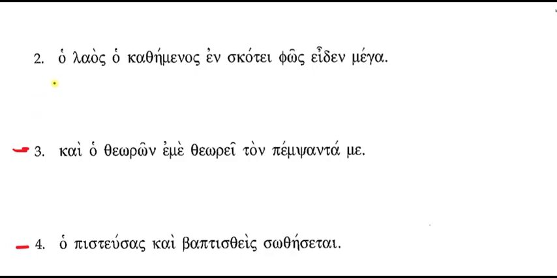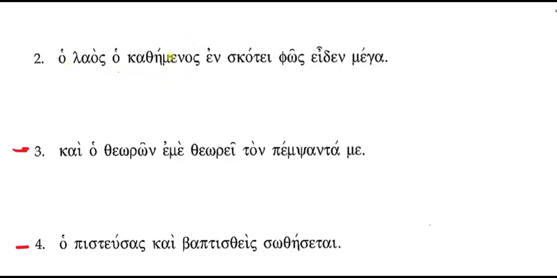What's ha la as? What's ha? It's a participle. Well, no, no. Just this word here, the article. So how would you translate ha la as? That would be the people. Yeah, the people. Okay, good. Then I have another article and kathemenos. Article, noun, article, something.